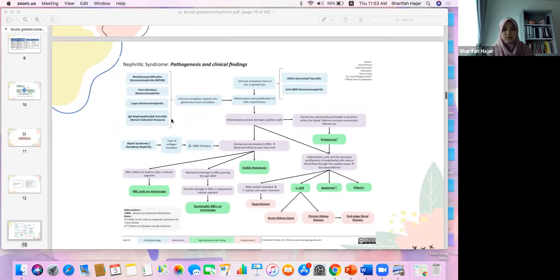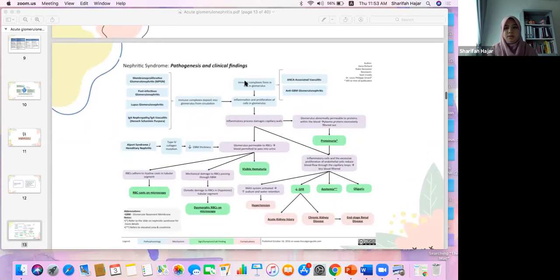Okay, so for the blue one, you can see it is the pathophysiology. Purple is about the mechanism. Green is sign and symptom, and the pink is complication. So what I said before, the mechanism, you can see here. This is the first one: the immune complex formed in situ in the glomerulus, meaning at the site of the glomerulus. It can also be caused by immune complex deposit into the glomerulus from circulation. It means the immune complex is from another site, and then it deposits at the glomerulus. This also includes post-streptococcus glomerulonephritis and IgA.